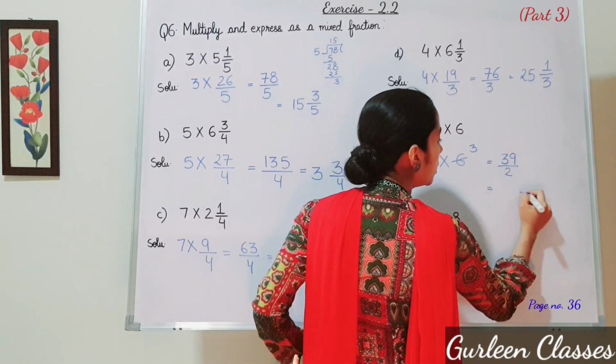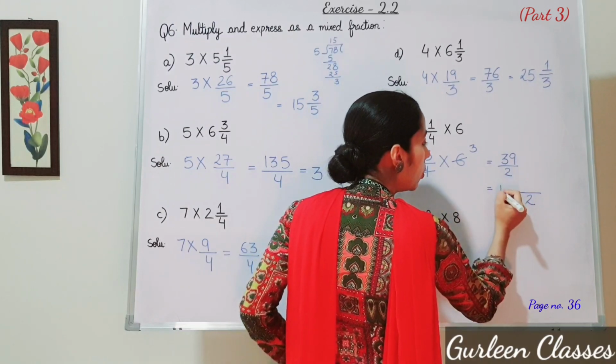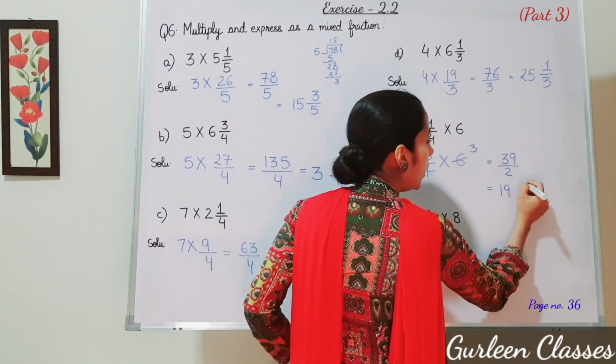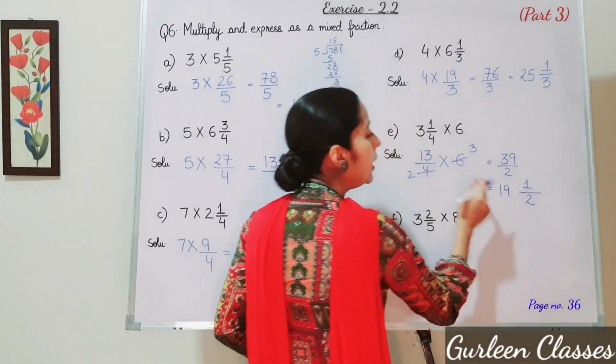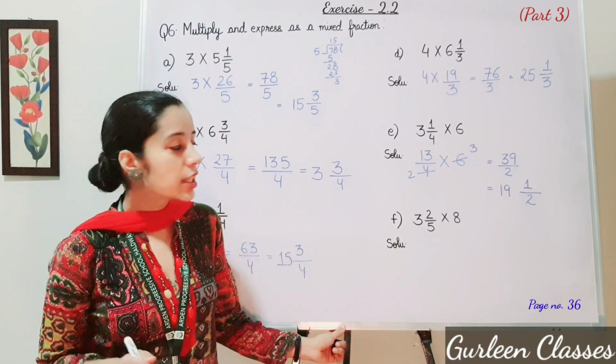Convert into mixed fraction. Denominator is 2. 2 1s are 2. Then 19. 2 9s are 18. Remainder is 1. 2 19s are 38 plus 1, 39 upon 2.